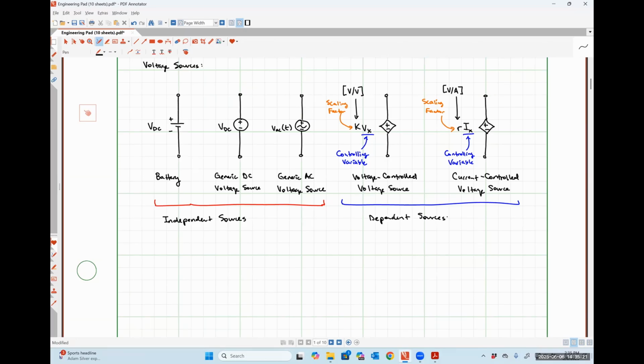So how do you guys feel about the different voltage sources that we are going to see in this class? Any questions, comments, or concerns?